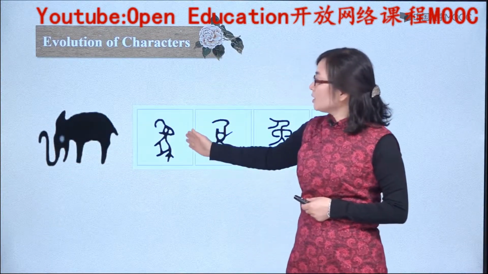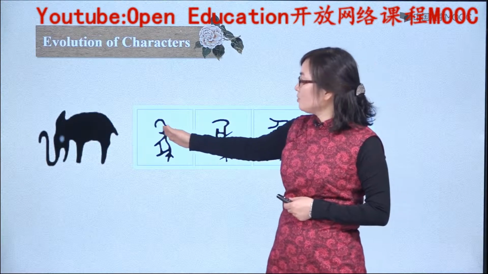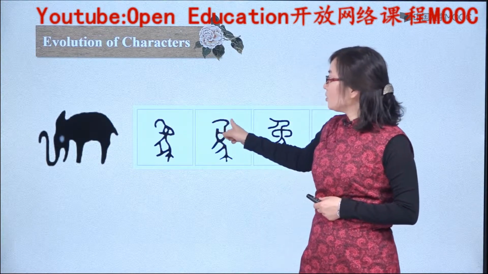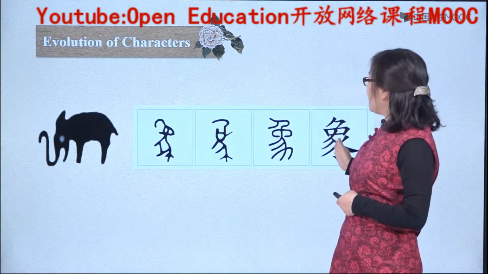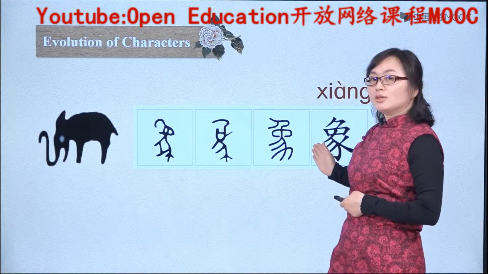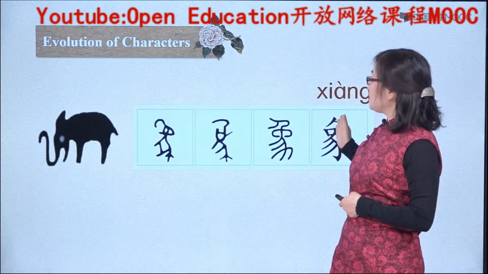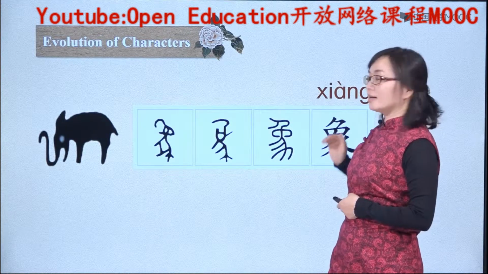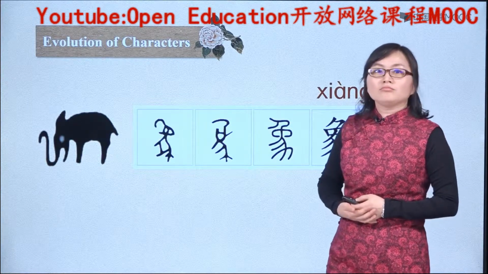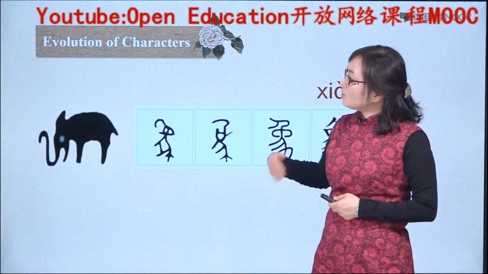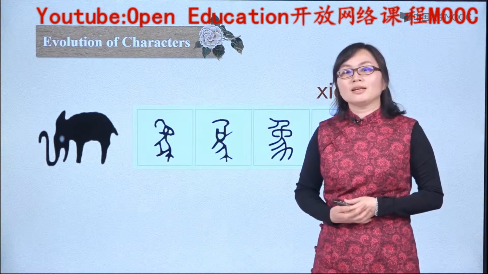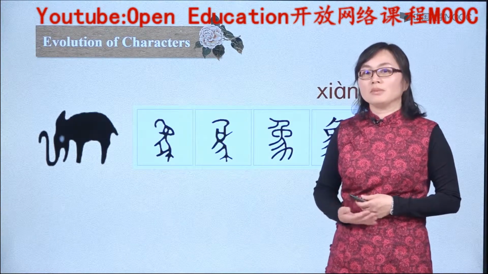And also, look at this script. You can also see the long trunk. And here, in the modern character, we can still find the track of the long trunk. So, yeah, these examples can tell us that Chinese characters started from images.